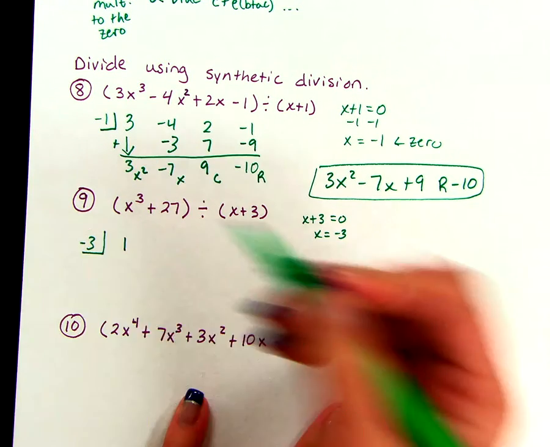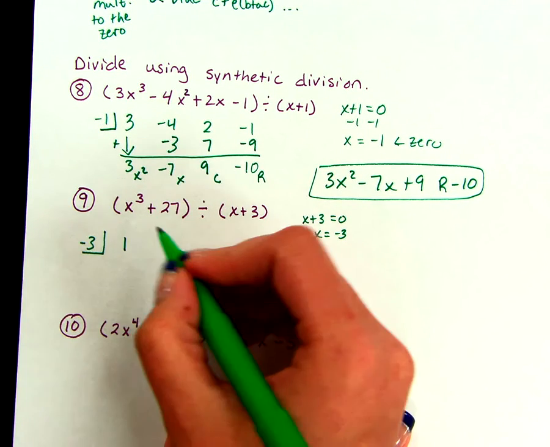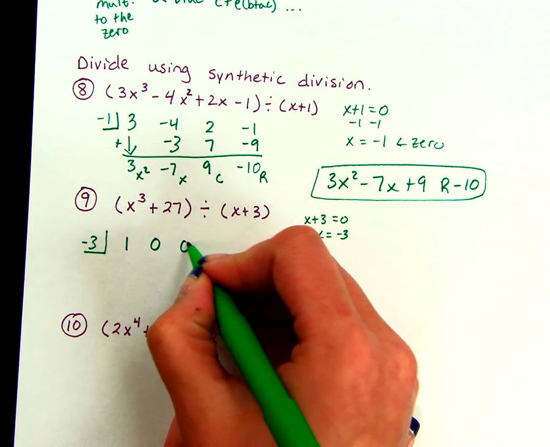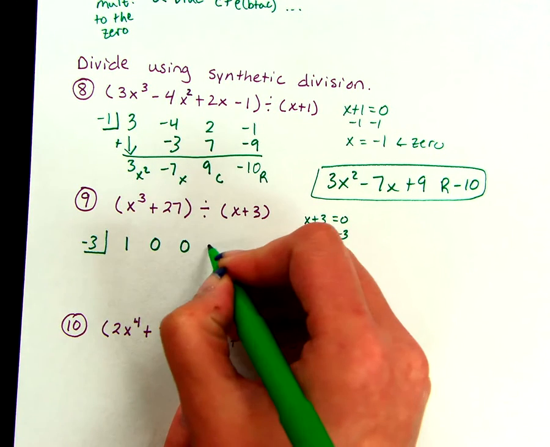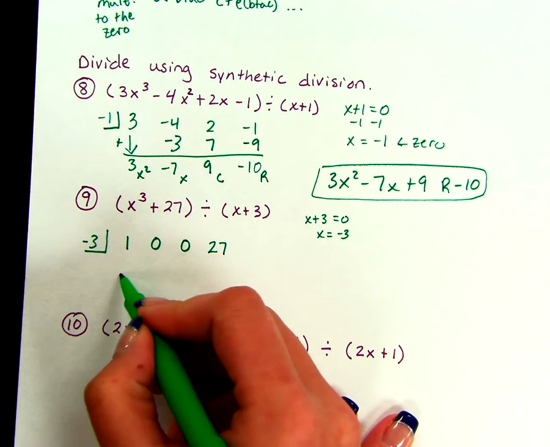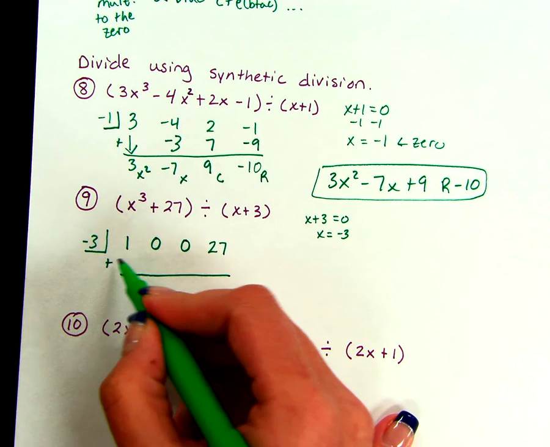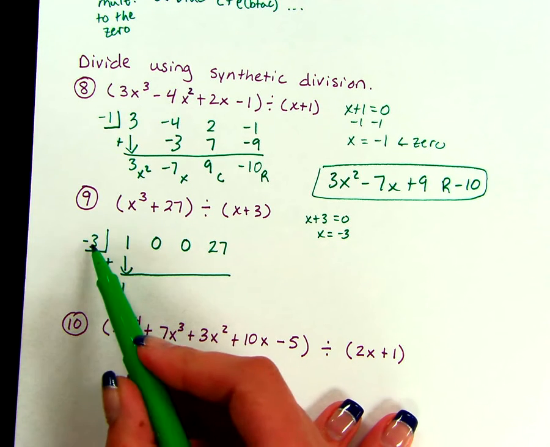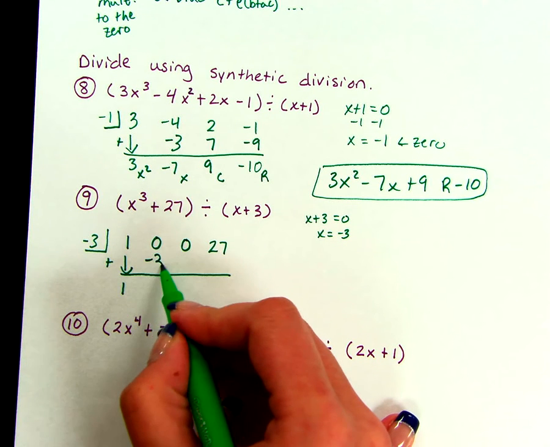So first one is a 1. We're missing the squared term, so I need to put a 0. We're also missing the x term, so I need a second 0. And then 27. Leave a little bit of space, put our horizontal bar. First one always comes down. And then we multiply. Negative 3 times 1 is negative 3.